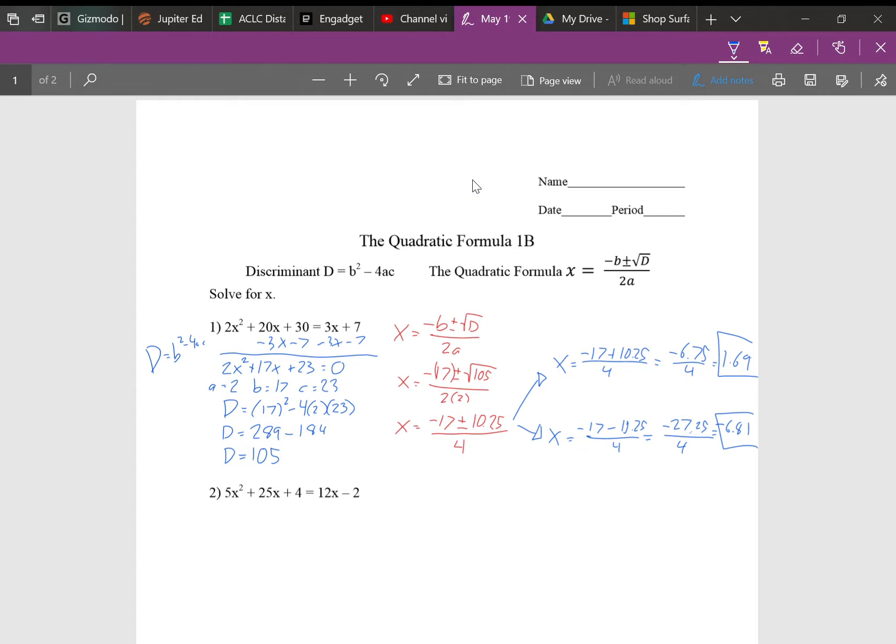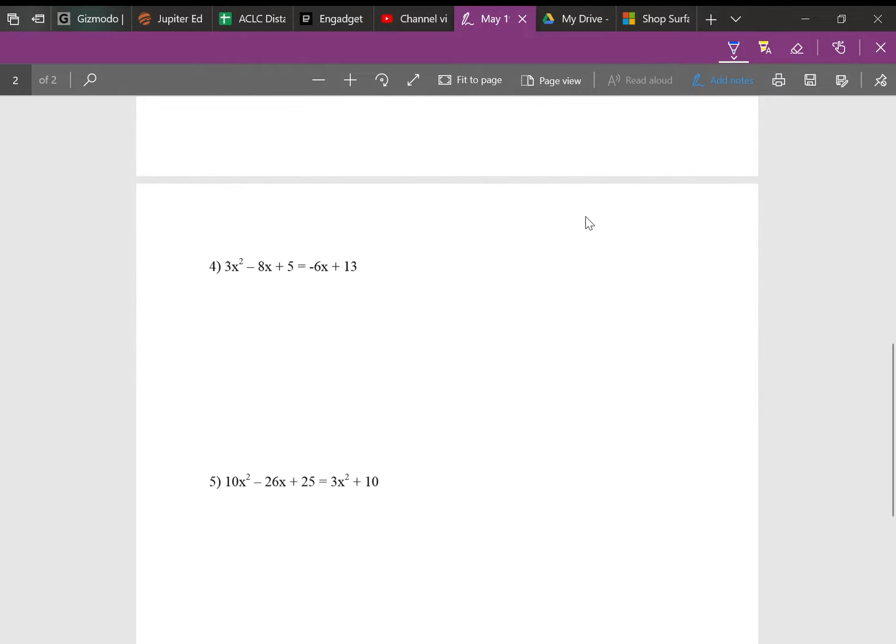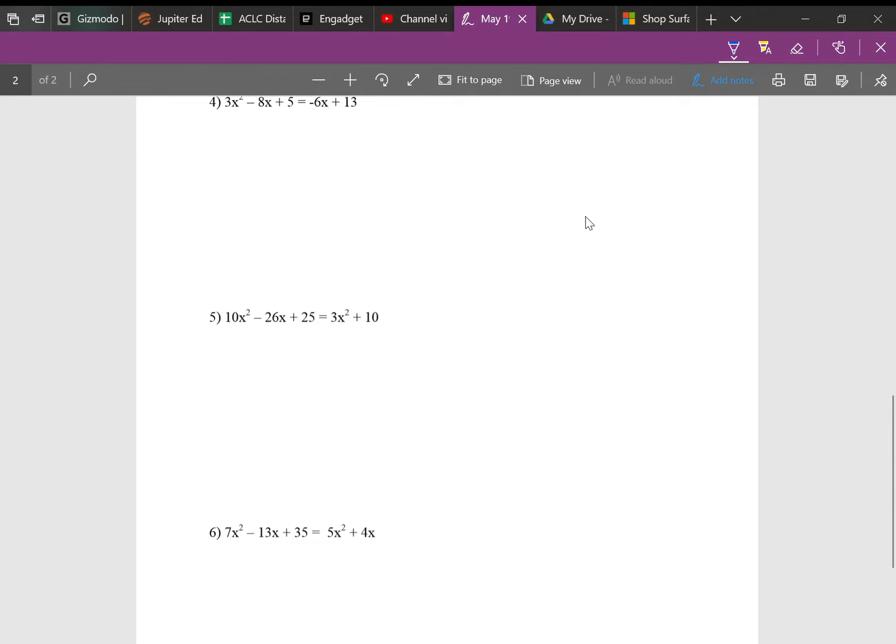I want to keep looking at this worksheet, the Quadratic Formula 1b. We did number 1 recently. Let's go ahead and drop down to, why don't we do number 5? Sure.